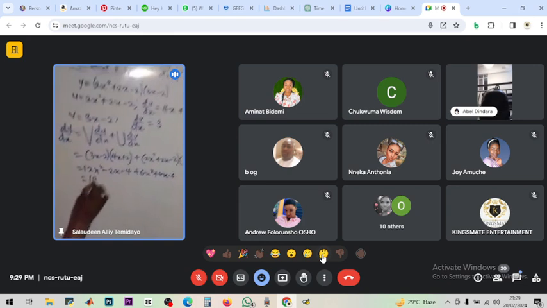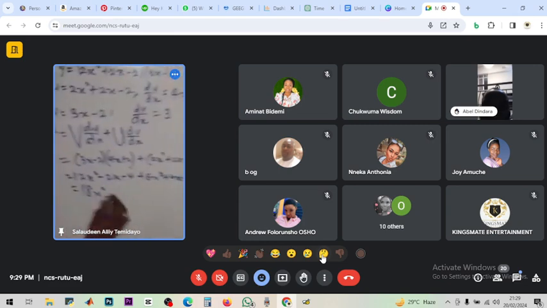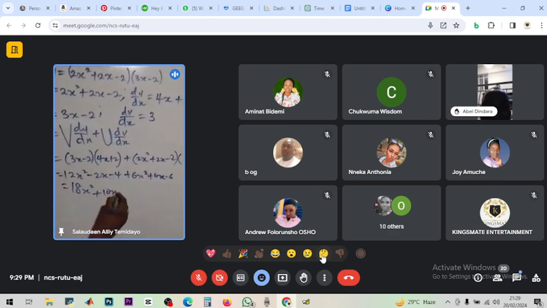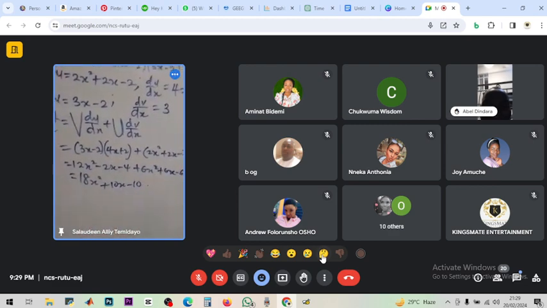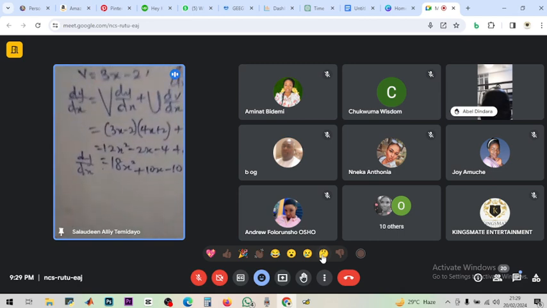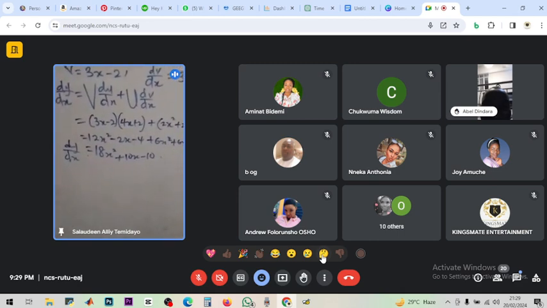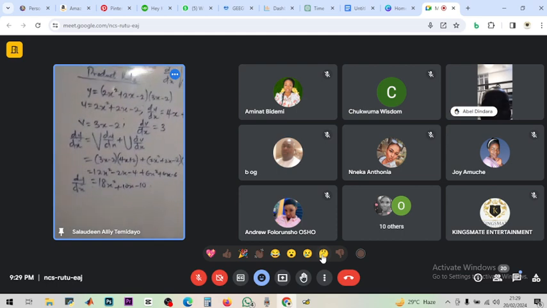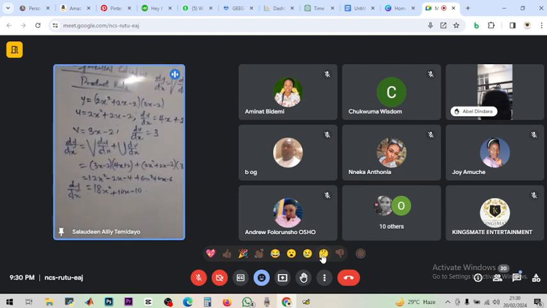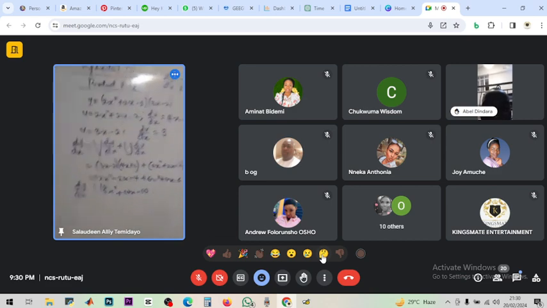So I'm going to have a total of 18x squared plus 10x minus 10. So that is dy/dx. I just added stuff together. That's all I did. Only added stuff together, which I wouldn't like us to be doing together here.